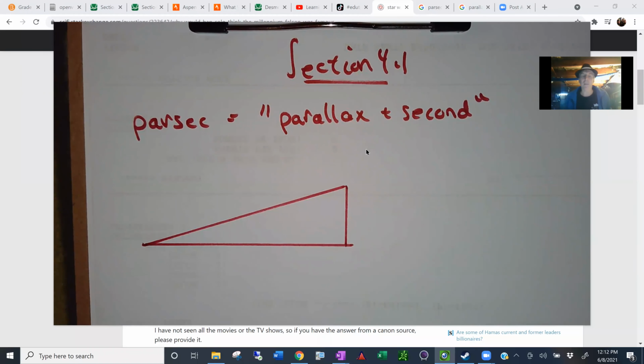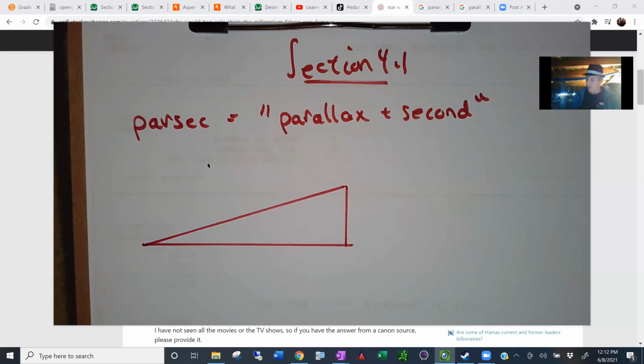Now, when ancient astronomers looked out at the night sky, they didn't see any parallax in the stars at all. So one of two things is possible. Either they were fixed, they were never moving, they were just stuck there, or they were unimaginably far away. Of course, we know today that's the latter. But let's get back to what we started with, which is a parsec.